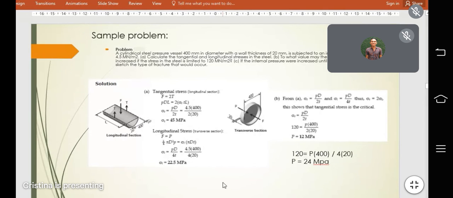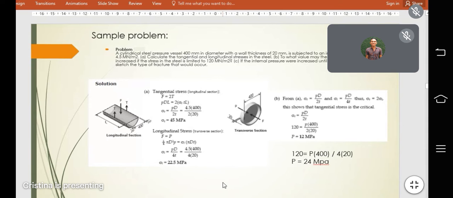So from what section are you? What course? Architecture, miss. Okay, from architecture, so let's hear his or her answers.